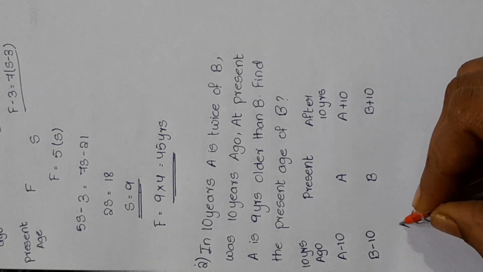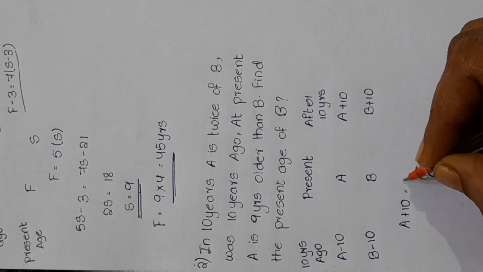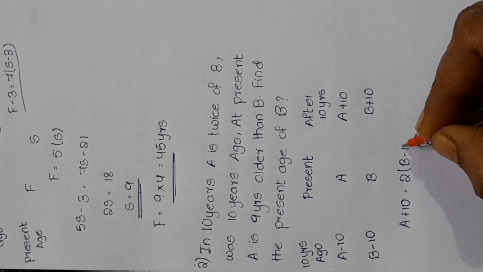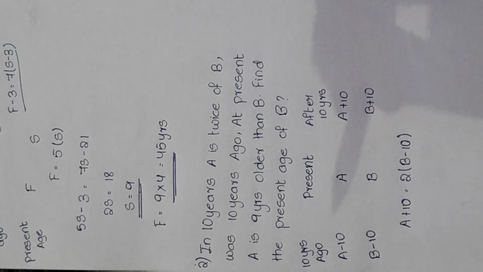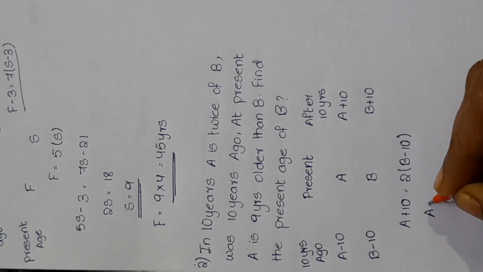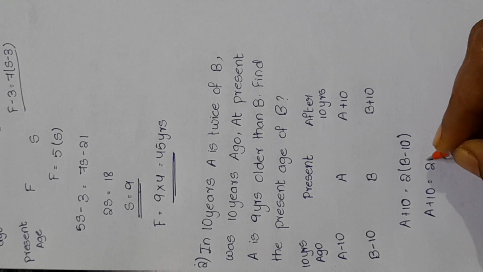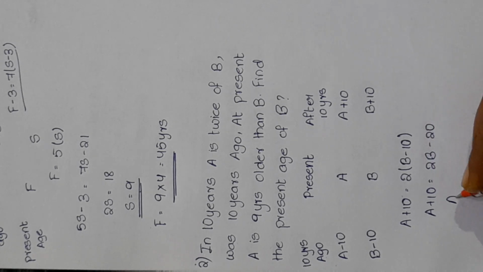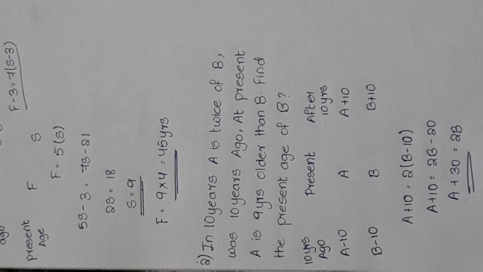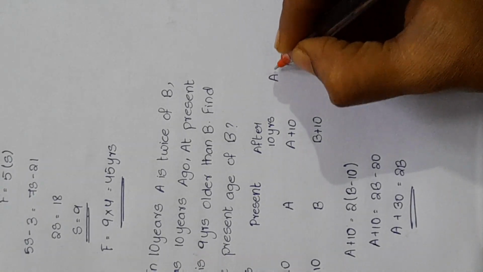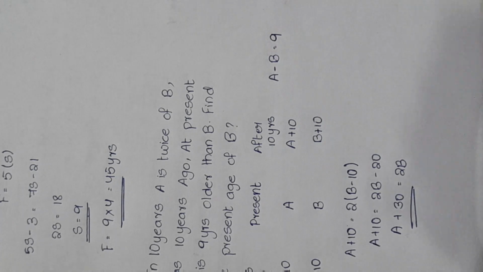In the question, it is given that A plus 10 is equal to 2 times of B minus 10. That is, in 10 years, A is twice of B was 10 years ago. We get this as A plus 10 is equal to 2B minus 20. So, A plus 30 is equal to 2B. A is 9 years older than B. So, A minus B is equal to 9.